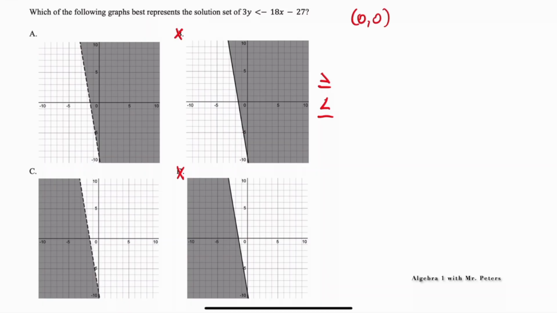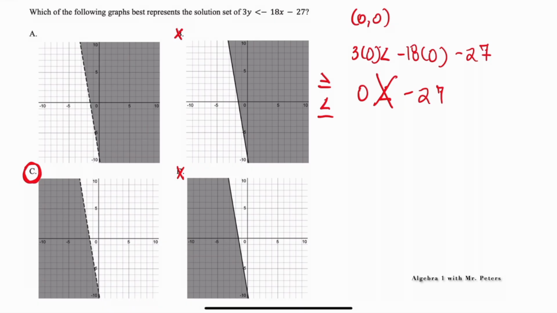So we're on the first graph, A. So we're saying that what? 3 times 0 is less than negative 18 times 0 minus 27. So now we're saying that 0 is less than negative 27. Is that a true statement? No, that is incorrect. So the answer choice for A is wrong. Our answer has to be C.